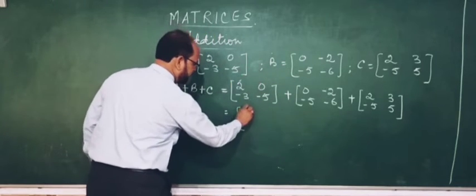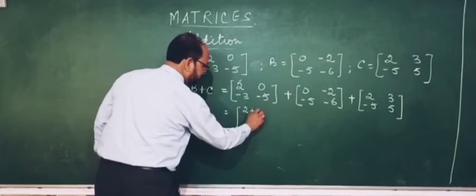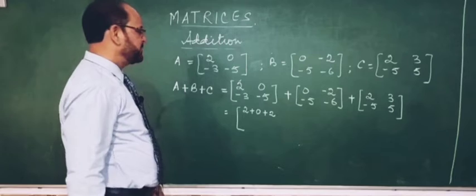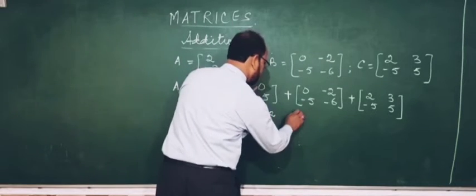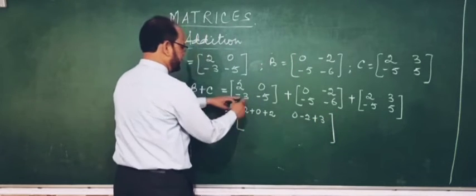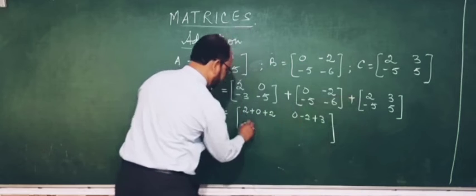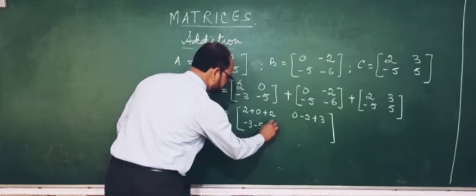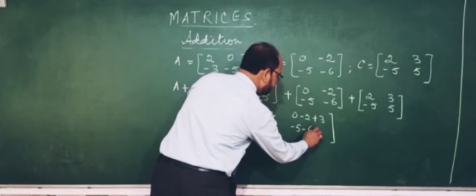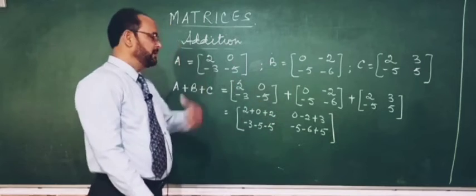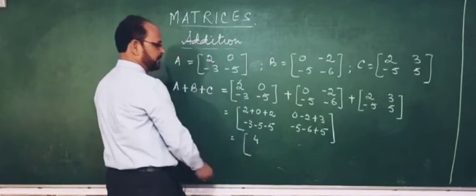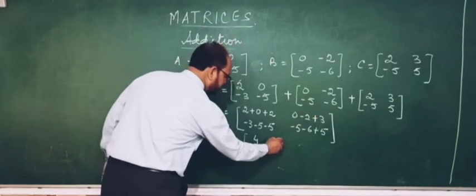You can take the first number here, 2, the first number in the second matrix is 0, and then the third matrix first row first column element is 2. Then here it is 0, negative 2 and plus 3, and you will put brackets here. Then negative 3, negative 5 and negative 5. Then the fourth one here, negative 5, negative 6 and plus 5, and you will write the result. So 2 plus 0 plus 2 will give you 4. Here 0 and minus 2 and 3 will give you 1.